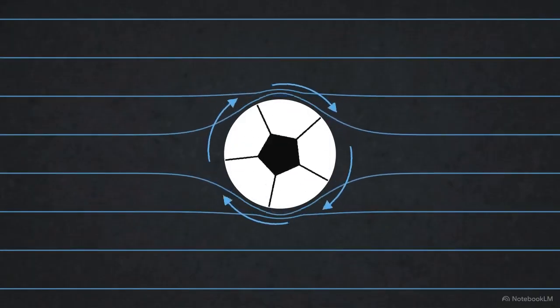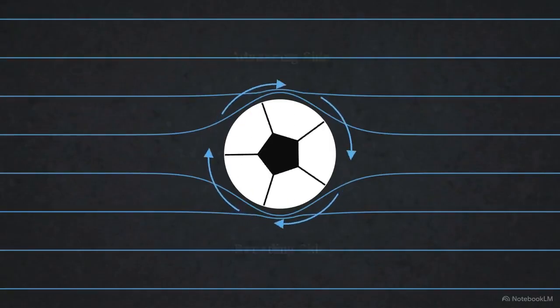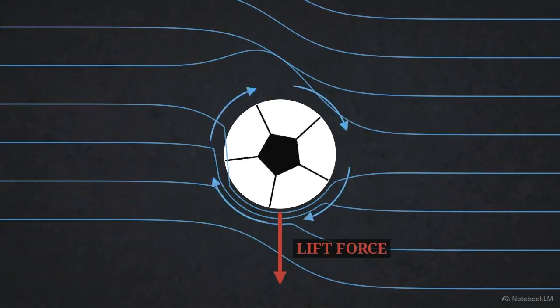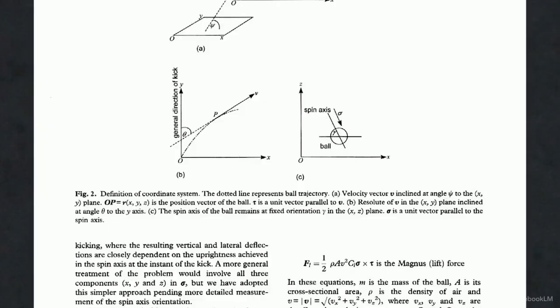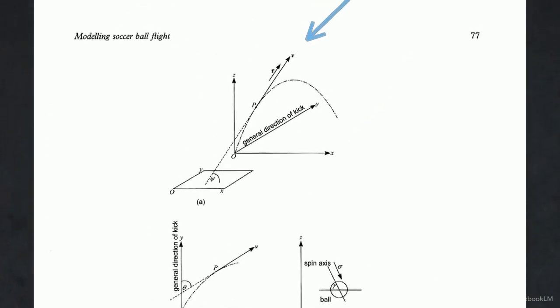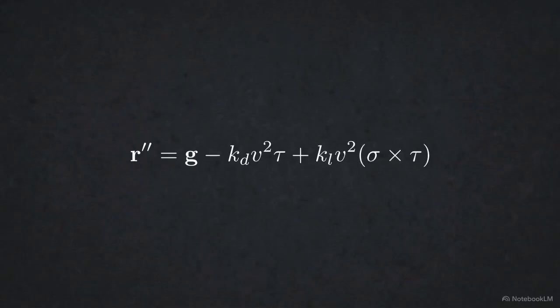Spin causes the boundary layer to separate asymmetrically, creating a lift force perpendicular to the ball's flight path. To track this, we must define the exact 3D orientation of the ball's spin axis, represented here by the unit vector sigma. We then map this against the velocity vector, v, within a full 3D Cartesian frame. This yields the complete differential equation for a spinning ball.